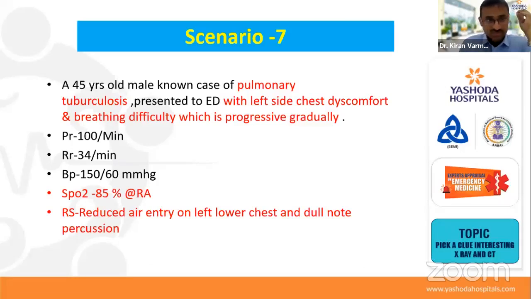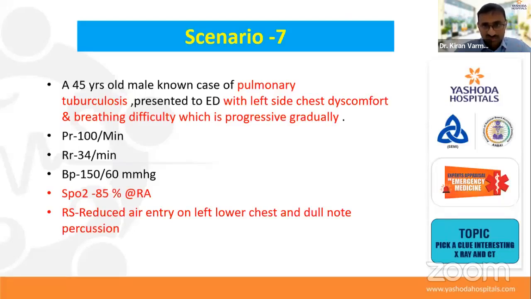Then I will go to scenario 7. A 45 years old male, known case of pulmonary tuberculosis, presented to ED with left side chest discomfort and breathing difficulty, which is progressive, gradually. Pulse rate 100 per minute, respiratory rate 34 per minute, BP 150 by 60, saturation 85% at room air. RS: reduced air entry in the left lower chest, and dull note on percussion. So these are the clues which are marked in red color.